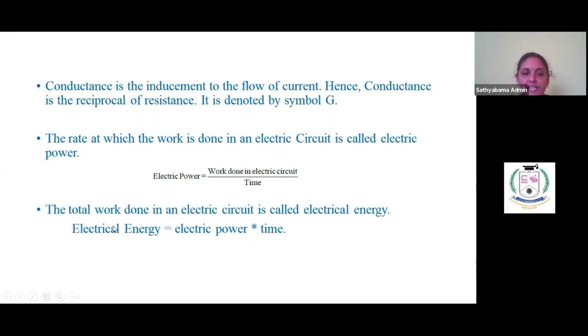Next, electrical energy. The total work done in an electrical circuit is called electrical energy. Now this electrical energy is equal to the product of power and time. So when you talk about energy, it is always corresponding to time. So both power and time should be considered correspondingly.